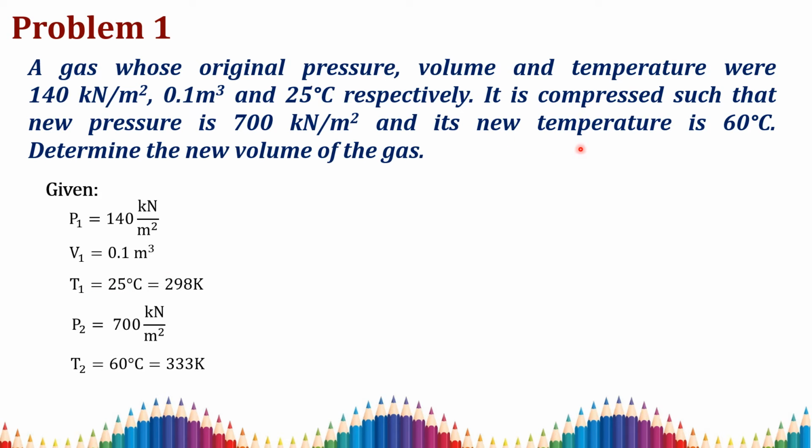And its new temperature: after compression, the gas will attain a new temperature. That is the final temperature after compression, which is 60 degrees Celsius, as given here. So I can write T2 equal to 60 degrees Celsius. To convert degrees Celsius into Kelvin, I add 273 to obtain T2 equal to 333 Kelvin.